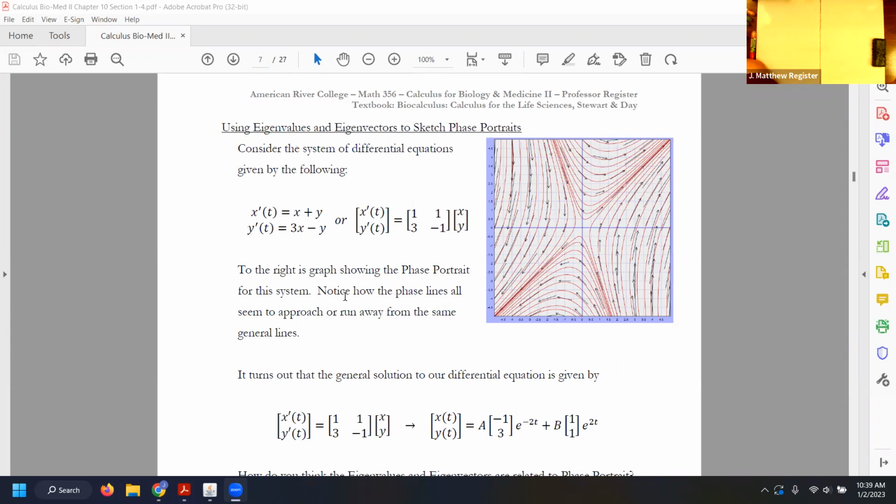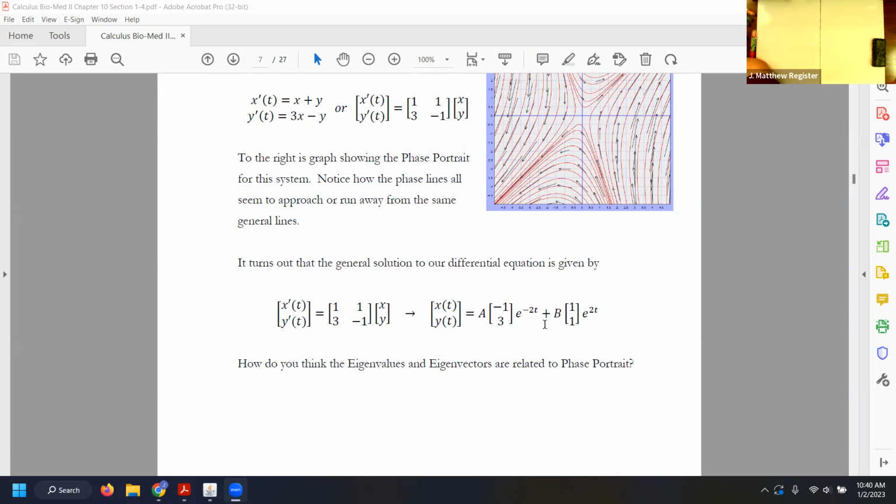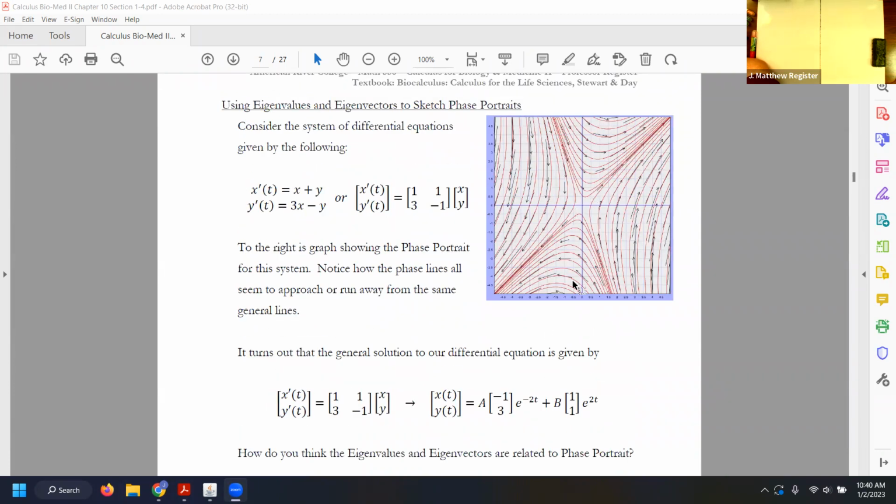And so consider the system of differential equations here, x plus y and 3x minus y, or we can write it this way. To the right is a graph showing the phase portrait for this system. Notice how the phase lines all seem to approach or run away from the same general lines. So in this case, they are approaching in this direction, and then they are running away in this direction. Turns out the solution for this equation is given by a (-1, 3) e to the negative 2t, and b (1, 1) e to the 2t. Those eigenvectors are going to be telling us what the lines are that we are approaching.